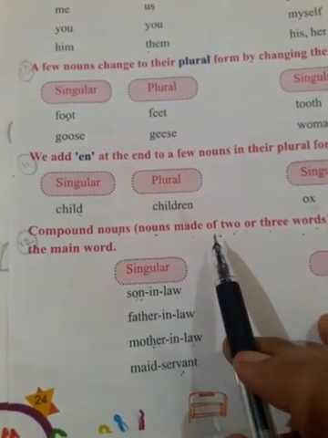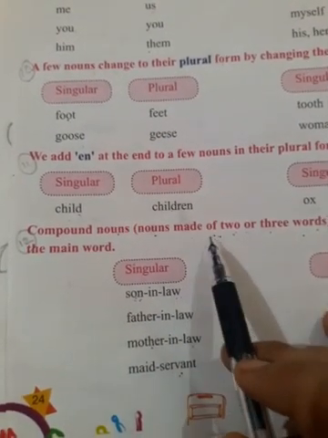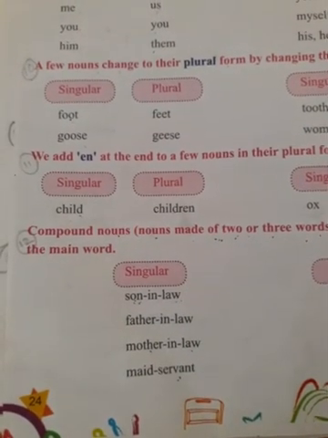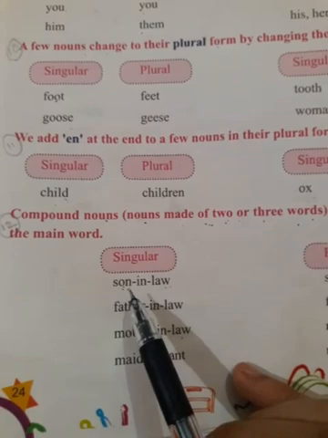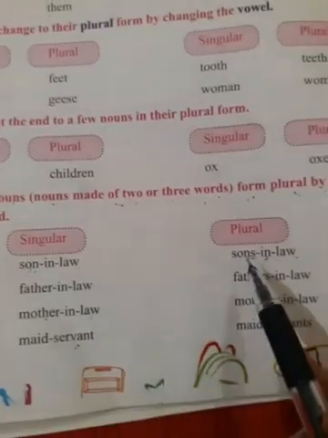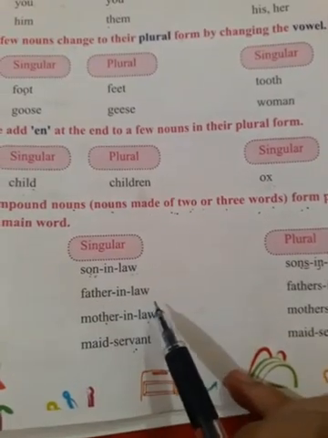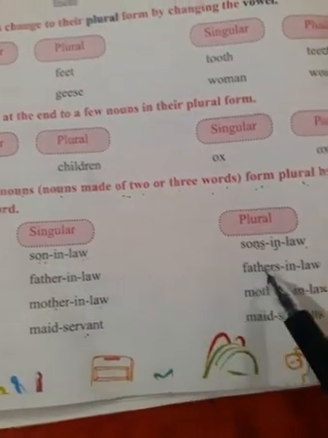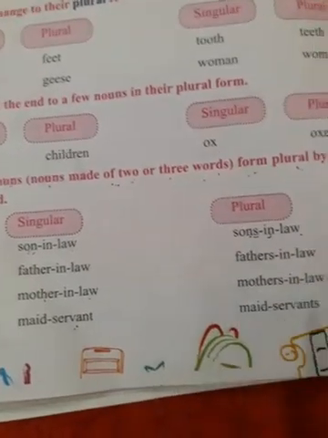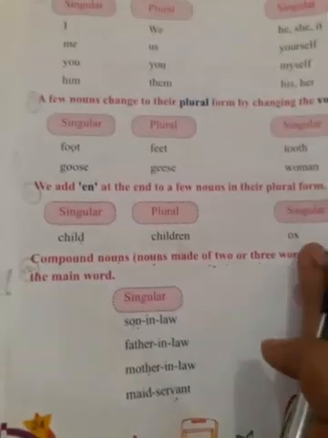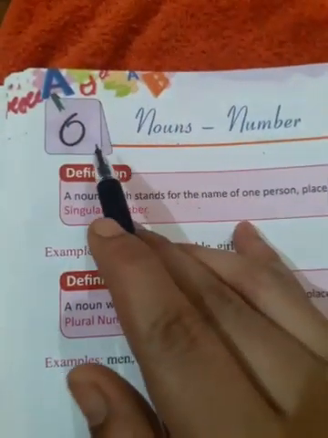Again, the 12th rule, compound nouns. Nouns made of two or three words form plural by adding s to the main word. Son-in-law. So in the main word we will add s. It becomes sons-in-law. Father-in-law, we will add s. It becomes fathers-in-law. Mother-in-law, mothers-in-law. Maid-servant, maid-servants. I hope you've understood chapter 6 very clearly.